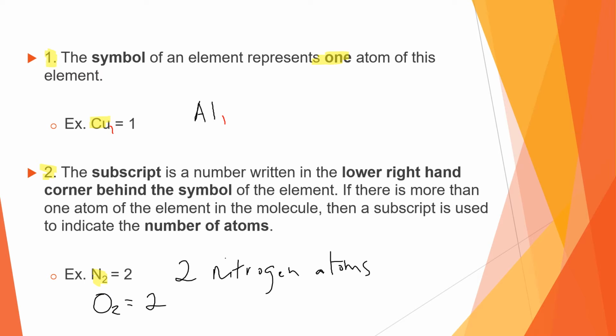So far we've seen that if there is no subscript and it's just the element symbol, that always means 1. If you don't see a subscript, that always represents 1. We just don't write it. And if there is a subscript, then that is what you look to determine the number of atoms.